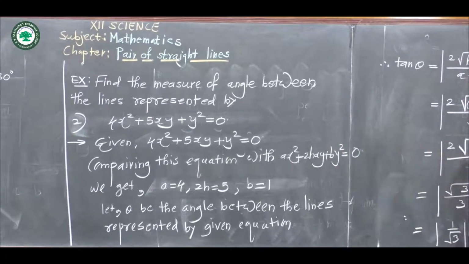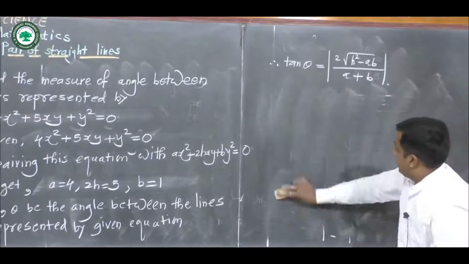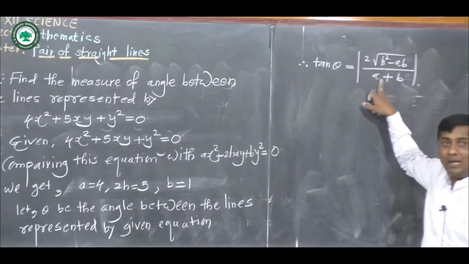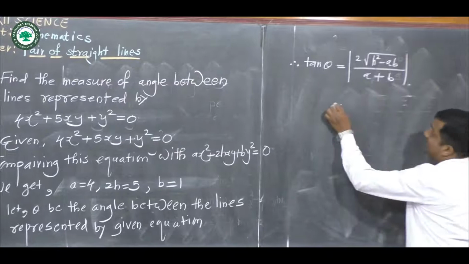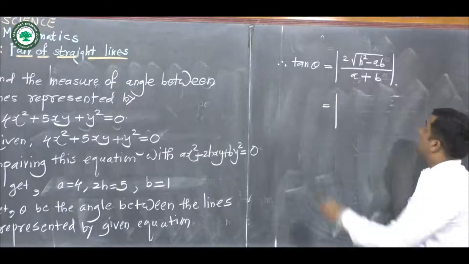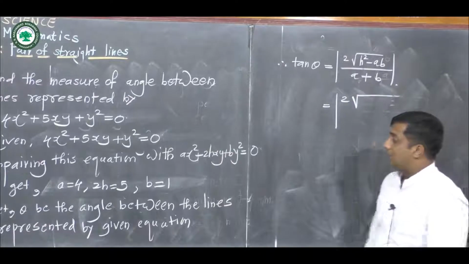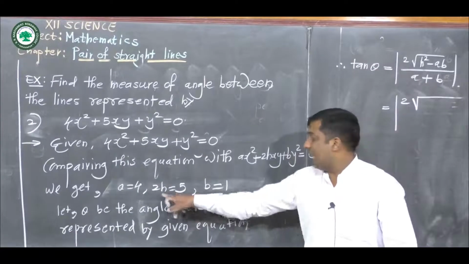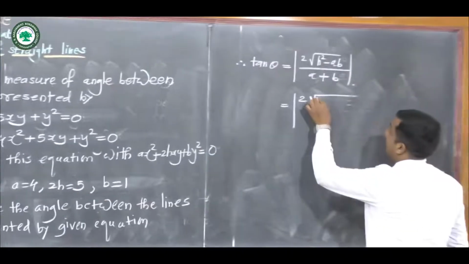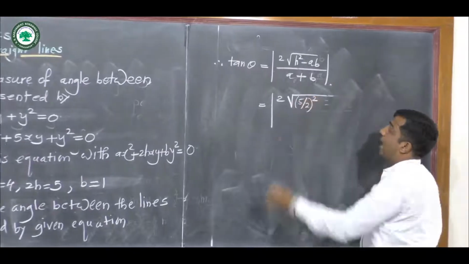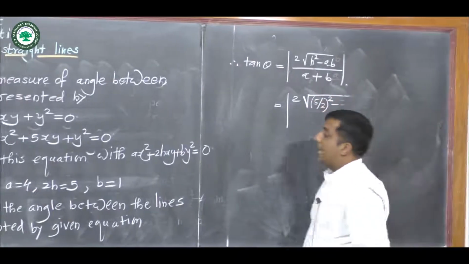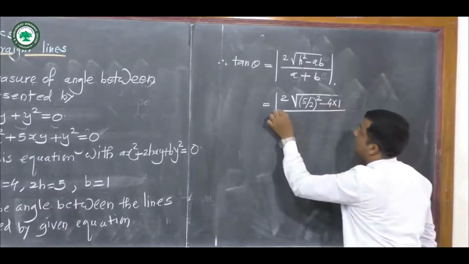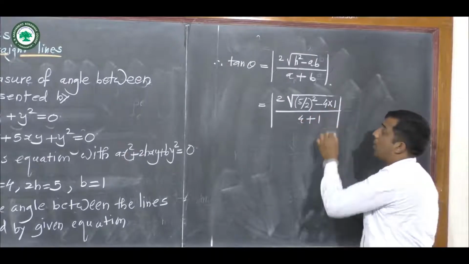If theta is the angle, here we consider tan theta, and tan theta is inside the mod 2 into square root of h square minus ab upon a plus b. Now this is equal to inside the mod 2 into square root of h square. We know twice h is equal to 5 is given, so h is equal to 5 by 2. So h square is 5 by 2 whole square. Next minus ab, that is a into b means 4 into 1, and this divided by 4 plus 1.